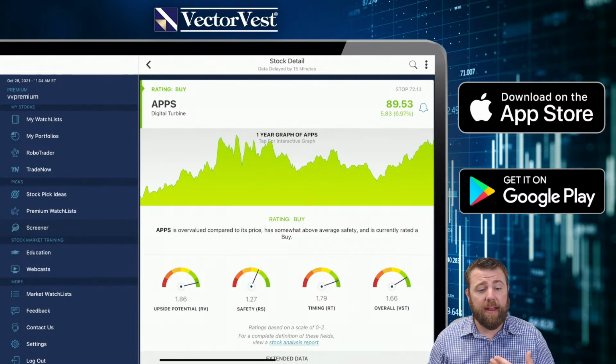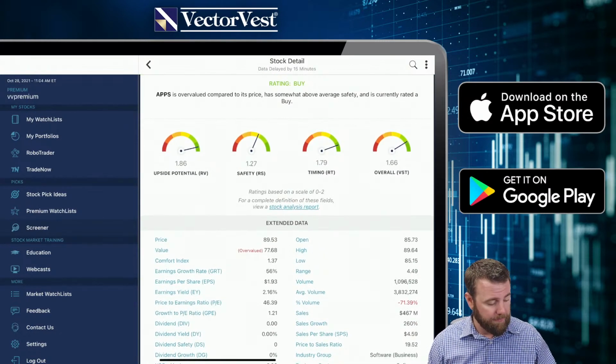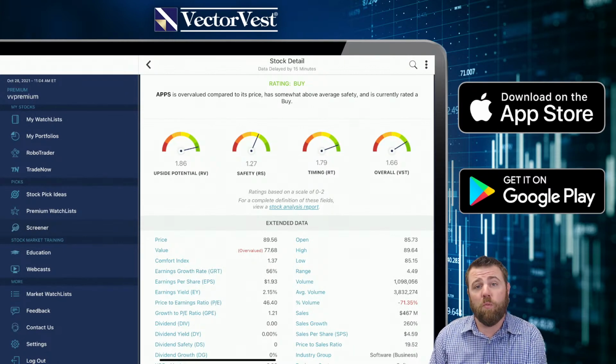Mikkel's asking, can I explain what undervalued and overvalued is? Yes. So great question there. Coming down here, you'll see a value for the stock. For apps, for example, the value is currently 77.68. Based off all the current fundamental data out there and all the current earnings reports and all the information you can possibly find, this is what the stock should be worth.